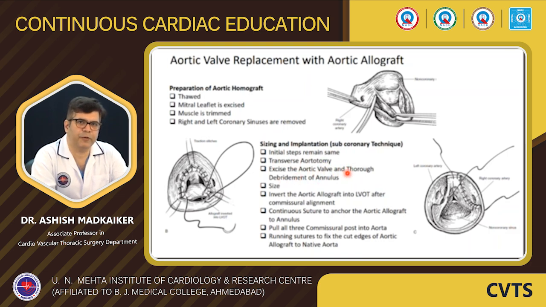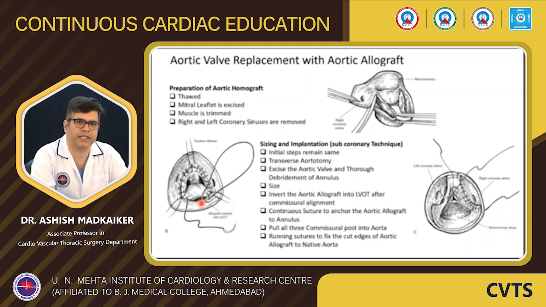Proper excision of the aortic valve and thorough debridement of the annulus is important. As I already mentioned, we should size it carefully. The next step while implanting the homograft is to get the commissural alignment first. We should align all 3 commissures with the native aortic commissures, and then invert the aortic homograft and push it into the LVOT, so that we can see the lower edge of the homograft aligned with our annulus. Then with running stitches we can complete this anastomosis.